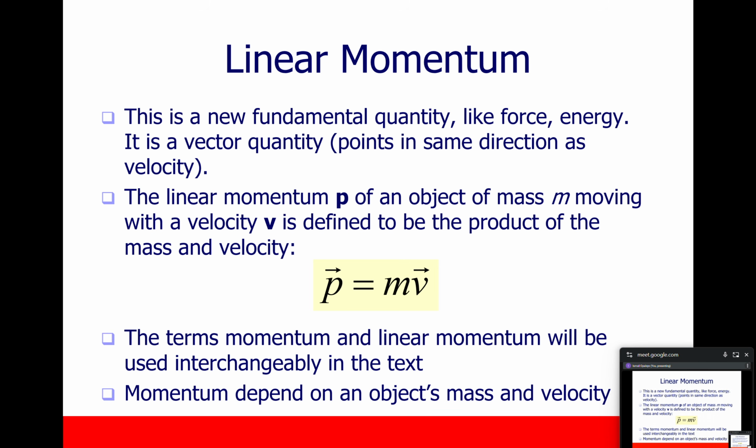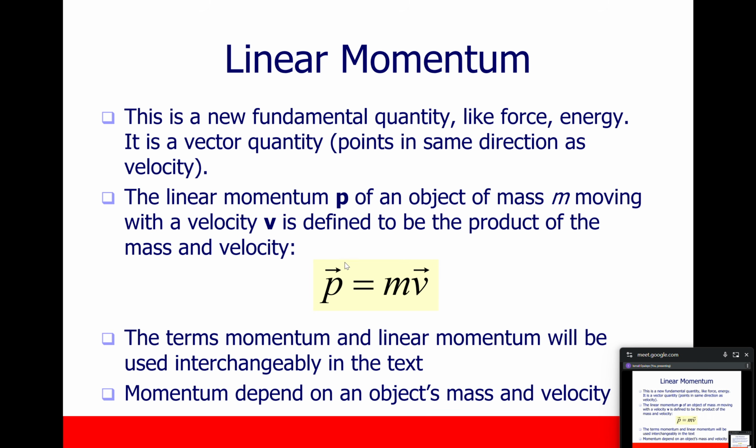So now we need to talk about linear momentum. It is a derived quantity rather than a fundamental one. Momentum is usually represented with the letter P, and it is equal to the product of mass and velocity. As you can see here, the linear momentum of an object of mass m moving with a velocity v is defined to be the product of the mass and the velocity as shown here.